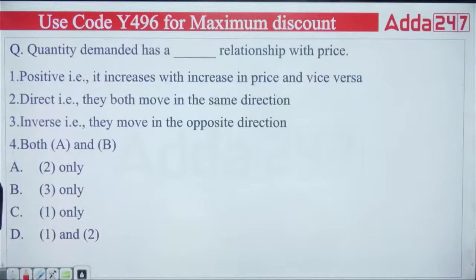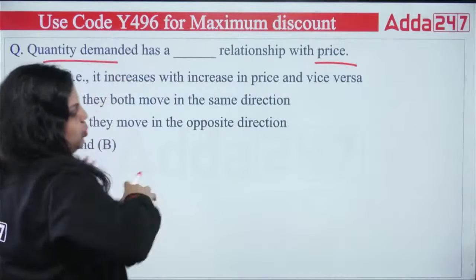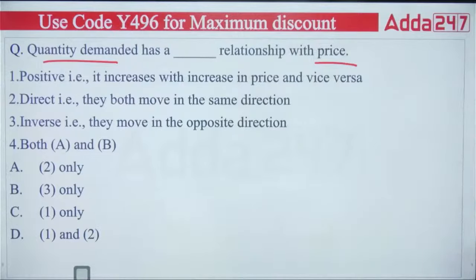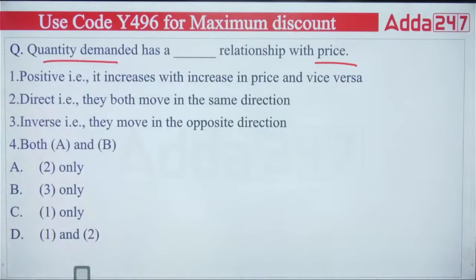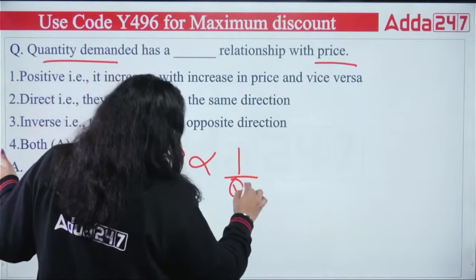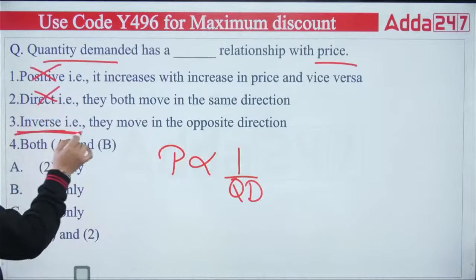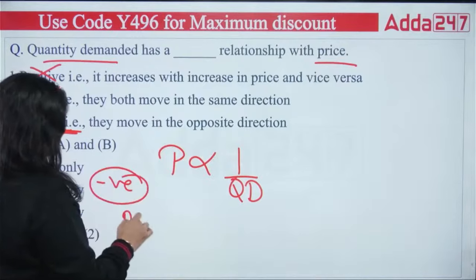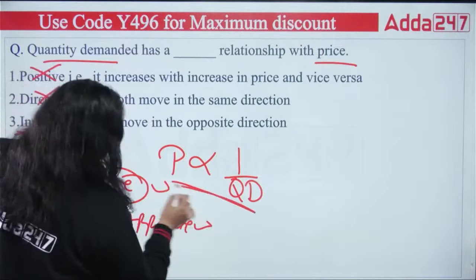Next question we have here: quantity demanded has a dash relation with price. Now I have just told you what relation the price and quantity demanded have as per our law of demand. First is saying positive, second is saying direct, third is saying inverse, and fourth is saying both A and B. So price and quantity demanded always have an inverse relation. It can't be positive, it can't be direct, it is inverse. It means third only. You can call it inverse, you can call it negative, you can call it opposite relation. All are correct in the context of inversely proportional.